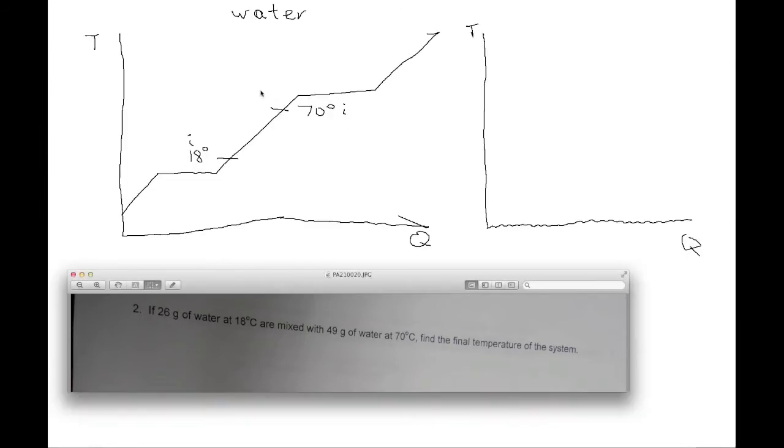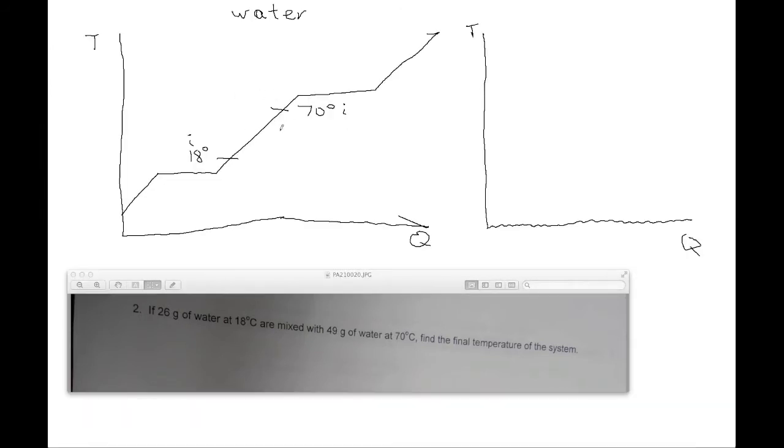Okay. All right. I think I got it working again here. So, oh, there we go. So let me catch up to you. You found that they were asking for the final temperature. And what was your prediction? My prediction is that the final temperature will be in between 18 and 70 degrees. So we could label our picture like this.